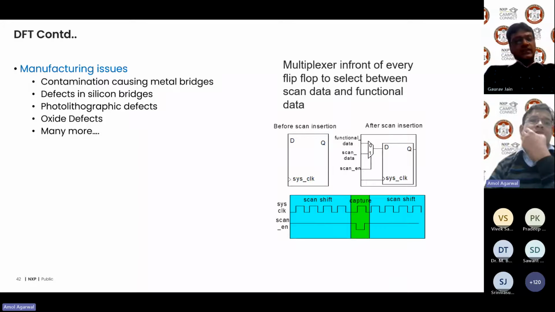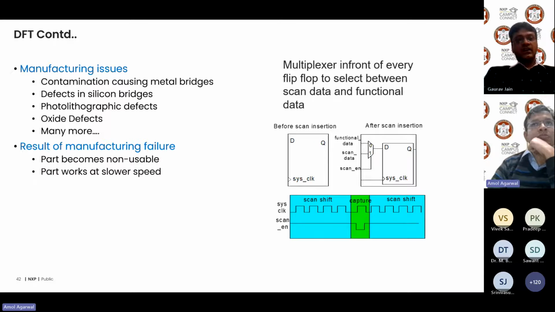So why is DFT important? There could be manufacturing issues once the silicon is there on the die. There could be contamination that causes metal bridges to not behave properly. There could be defects in the silicon bridges, which may lead to some nodes in the design being stuck at 0 or stuck at 1. It could be because of photolithographic defects or other silicon manufacturing techniques. There could be actual manufacturing issues which we should be able to identify by the DFT techniques on the ATE.